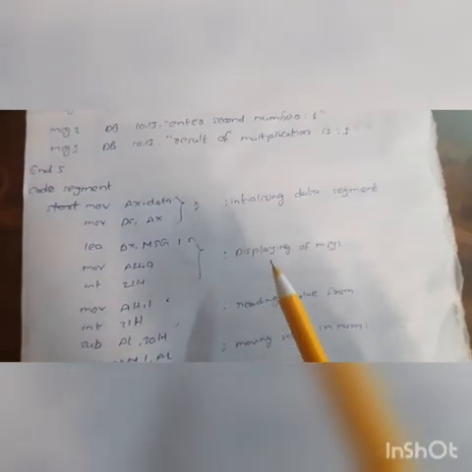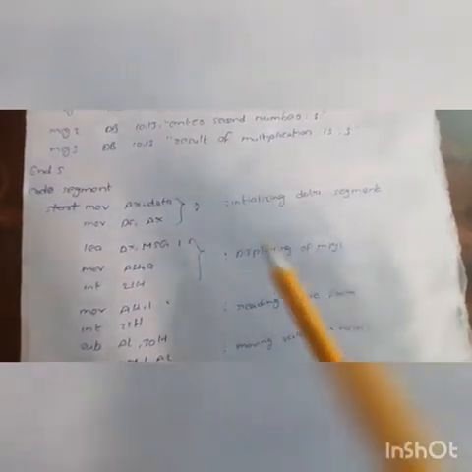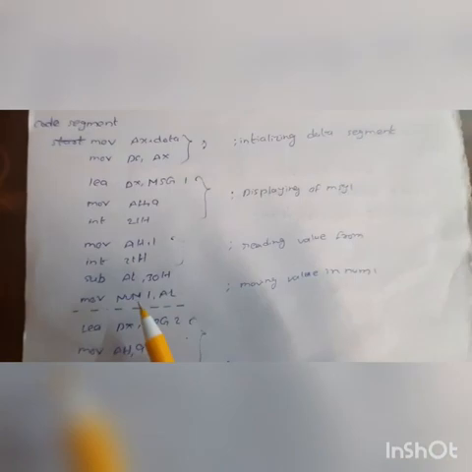lea dx, message1; mov ah, 9; int 21h. These three statements together are used to display message 1, which is "enter the first number", on our screen. Mov ah, 1; int 21h means we have to enter a value from the keyboard, and mov num1, al means the entered value is to be stored in the num1 variable.